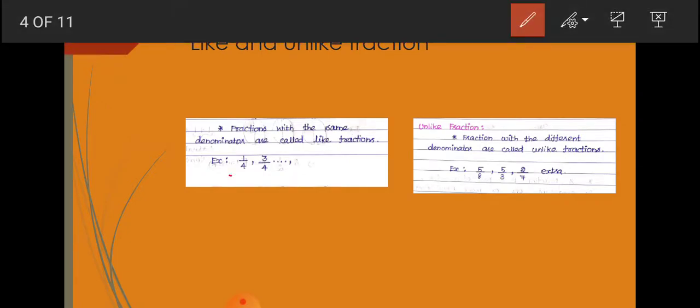Next, like and unlike fractions. Fractions with the same denominator are called like fractions. That means the denominator should be the same. Now you see 1 divided by 4 and 3 divided by 4. Both denominators are the same. That's why this is called like fraction. Opposite, unlike fraction means that is opposite. Fractions with different denominators are called unlike fractions. The denominator is not the same for unlike fractions.